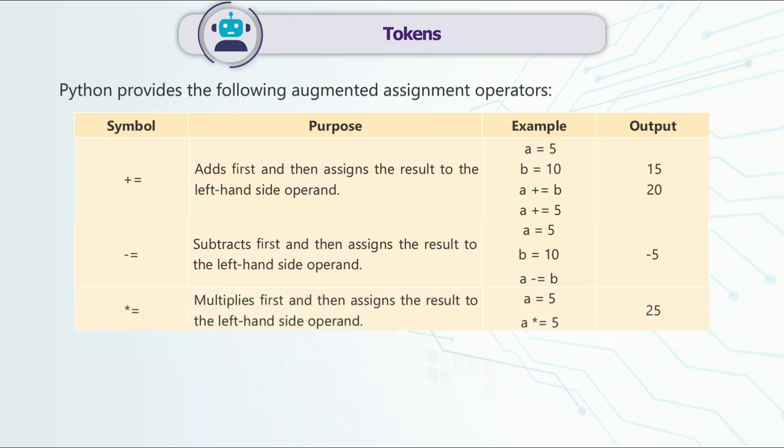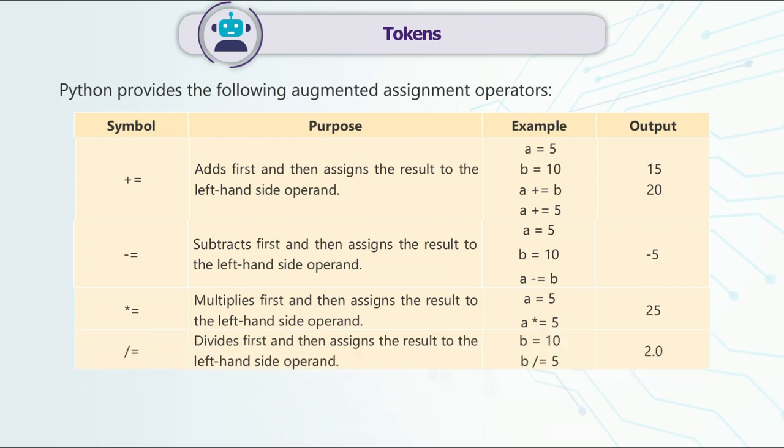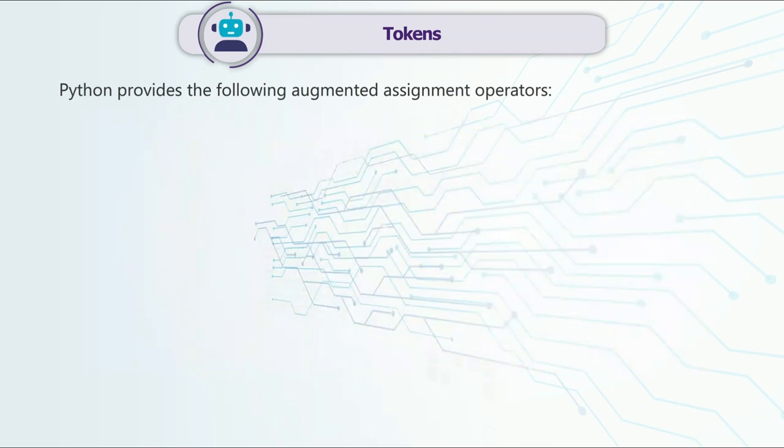The multiplication-assignment operator multiplies first and then assigns the result to the left-hand side operand. a = 5, a *= 5 gives 25. The division-assignment operator divides first and then assigns the result to the left-hand side operand. b = 10, b /= 5 gives 2.0.